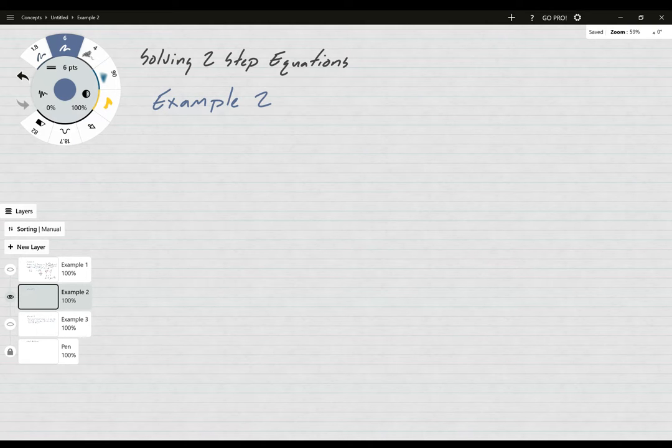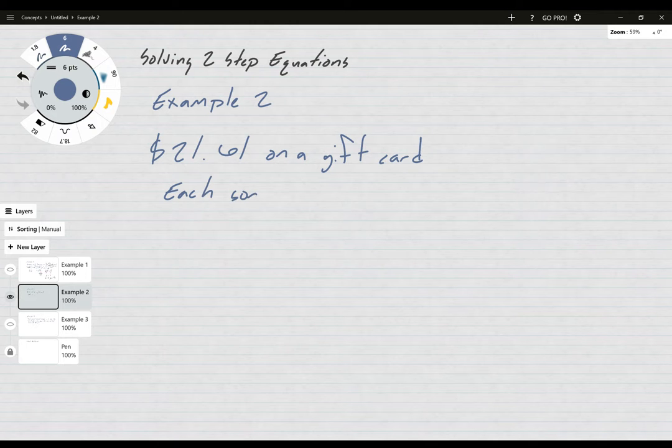Okay, so this is the second example now. Here it says, John has $21.61 on a gift card that can be used to purchase online music. So let's write that down. He has $21.61 on a gift card. Each song download costs $1.29. So we know that each song costs $1.29.